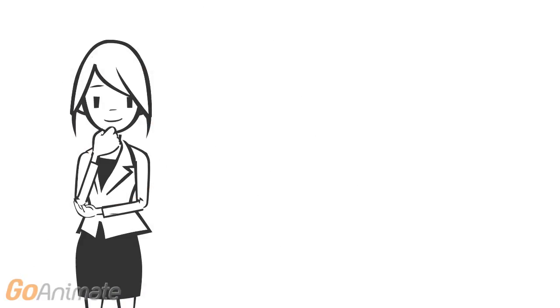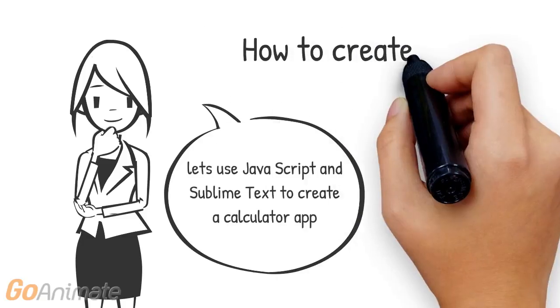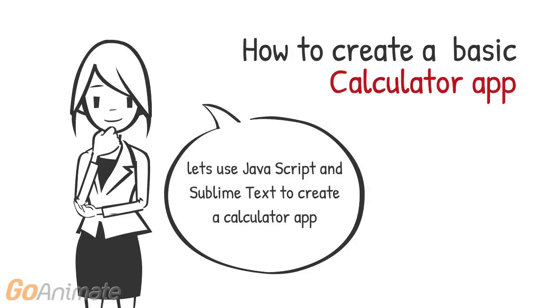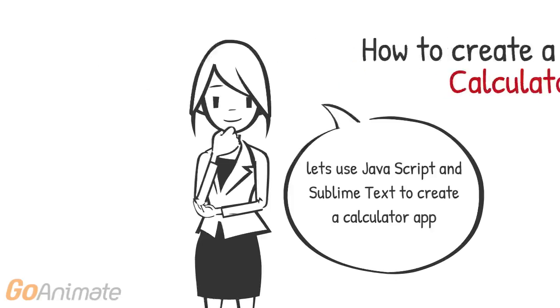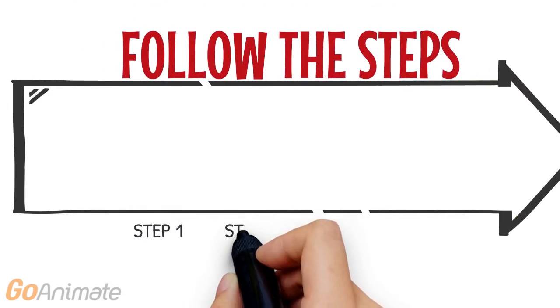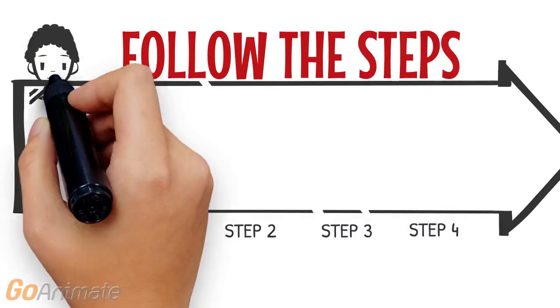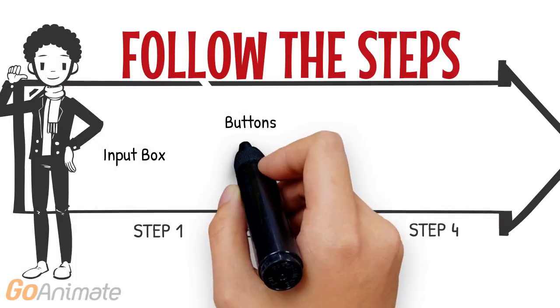Okay, let's now begin to create a basic calculator app using the language JavaScript and the Sublime Text we just used in the Hello World activity. Follow the steps on the next set of slides to learn how to create the code used to make a calculator application.